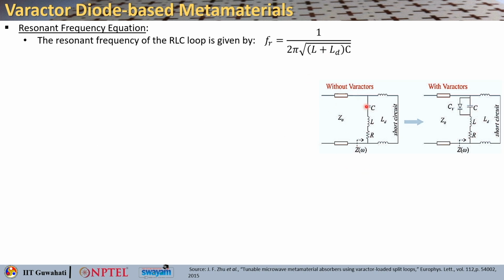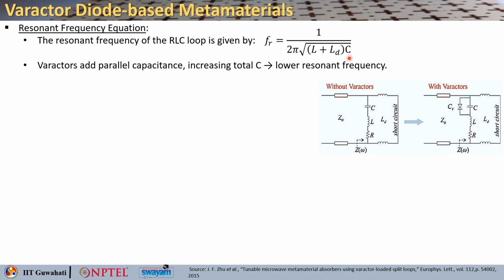In this case, normally the resonance frequency of this RLC loop can be obtained using this formula. You can write FR equals 1 over 2 pi square root of L plus LD into C. Now when you add a varactor into those gaps, the capacitance from the varactor will appear in parallel with the capacitance here. So what is happening is that the overall capacitance is basically increasing.